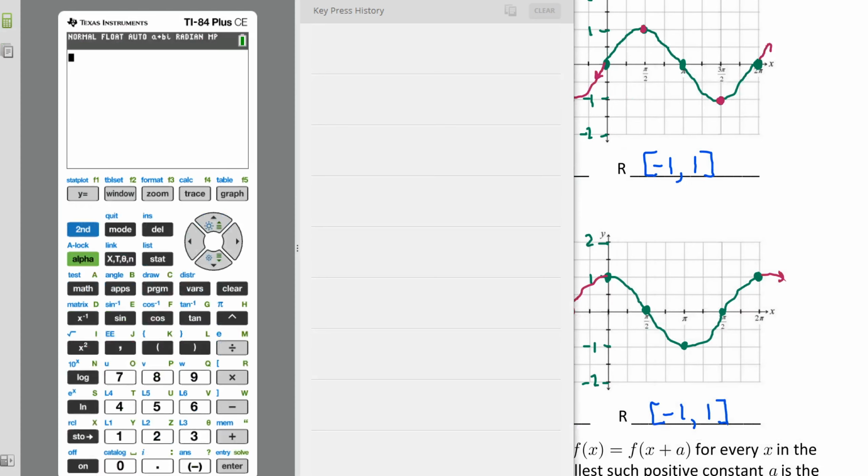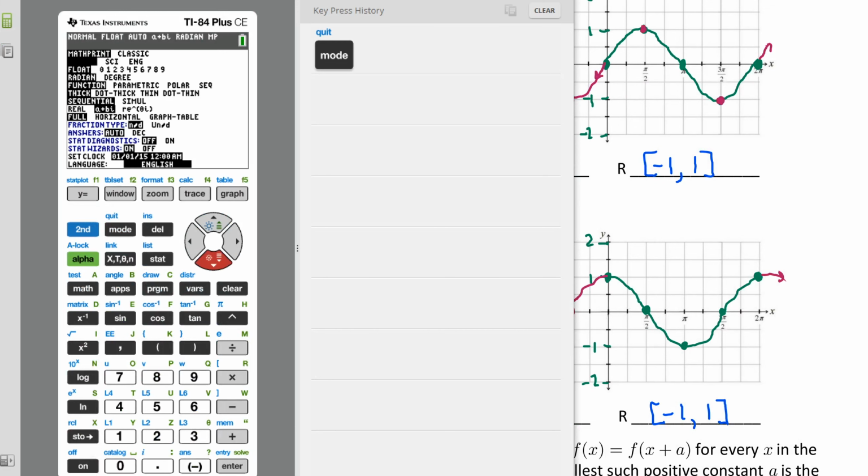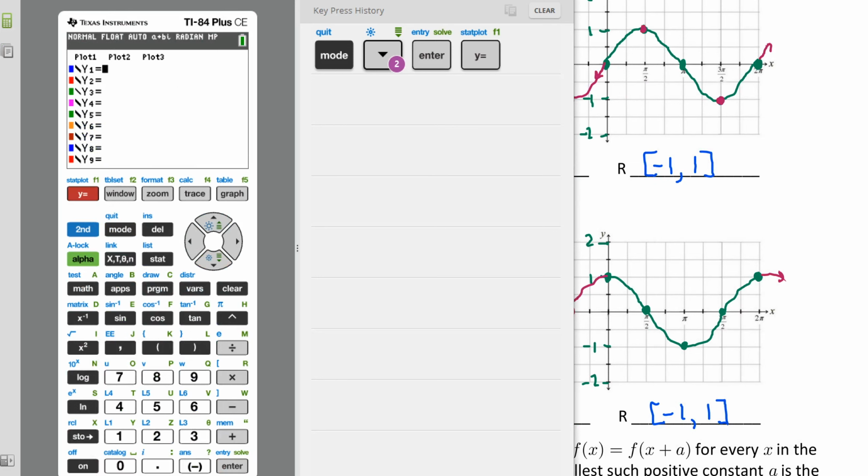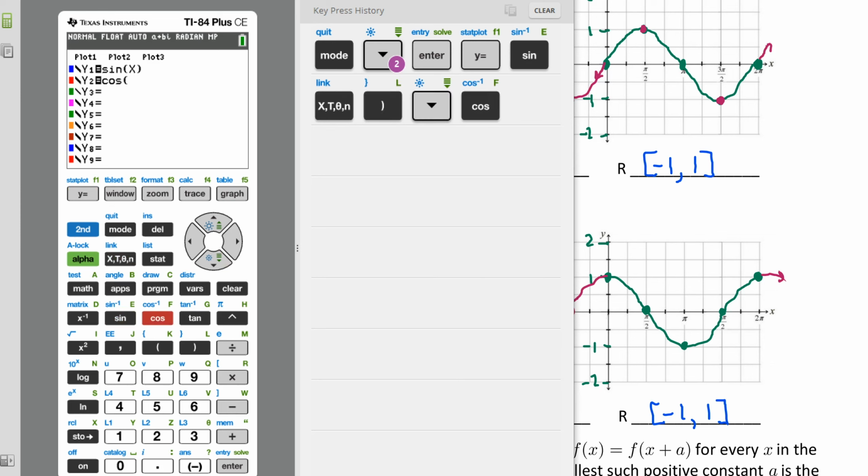For example, if we want to look at these graphs with our calculator, the most important thing to remember when you're graphing on a calculator is to make sure that your mode is radian mode so that your graphs will come out correctly. So if I go to y equals, I can graph sine of x, and I can also graph cosine of x.